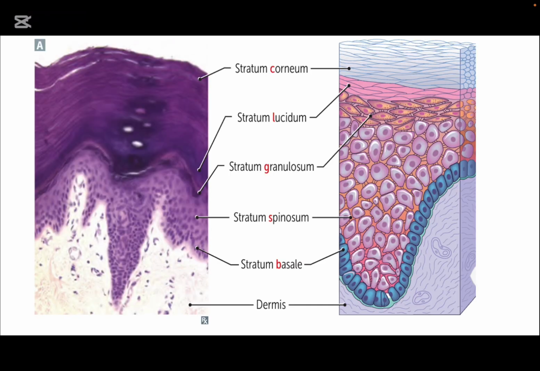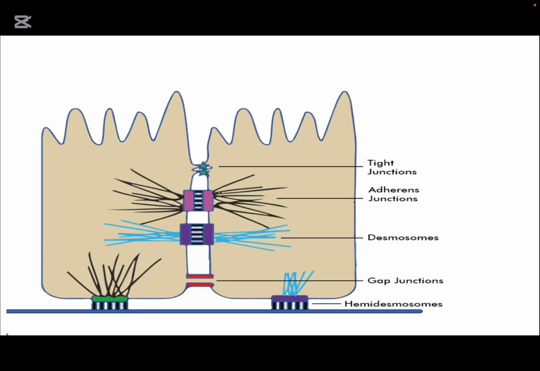So the layers of the skin are shown in this image. The superficial one is the stratum corneum, then the lucidum, then the stratum granulosum, the stratum spinosum, very important, and the stratum basale. These are the desmosomes shown in this picture. The desmosome basically keeps the keratinocytes together. It is a connection between the keratinocytes, while the hemidesmosome connects these keratinocytes to the basement membrane, which are shown at the bottom of the picture.